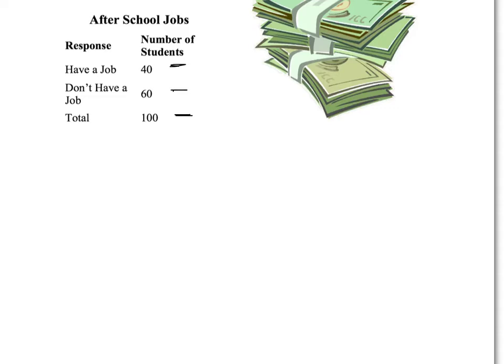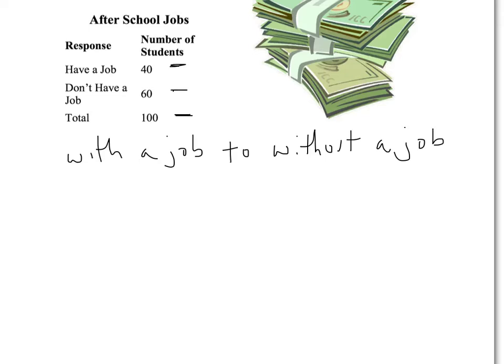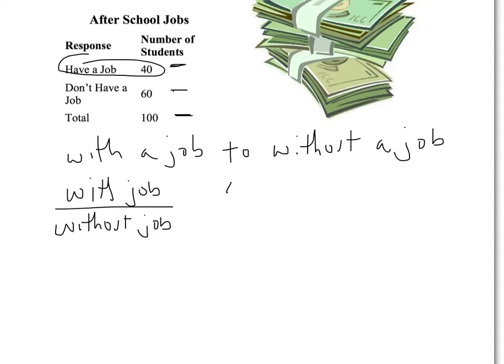So let's say I want to compare two quantities here. I want to compare students with a job to those without a job. So I would set that up with job over without job. And that would be, with job would be 40, without a job would be 60.